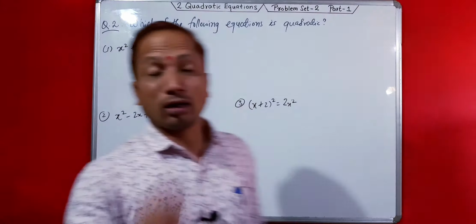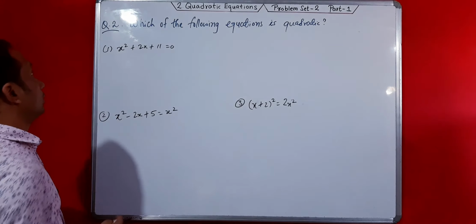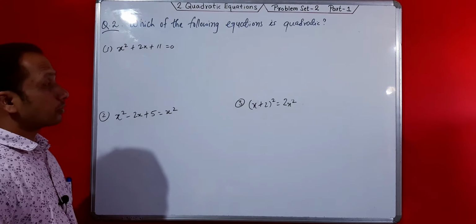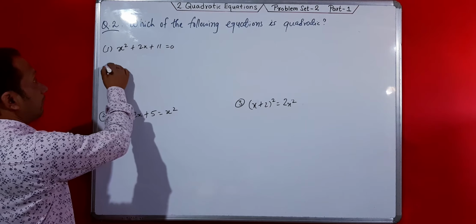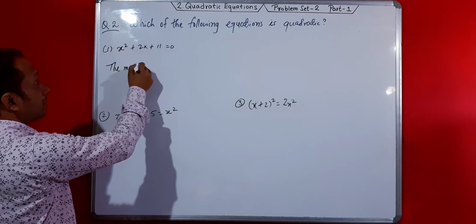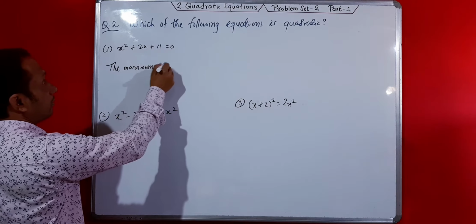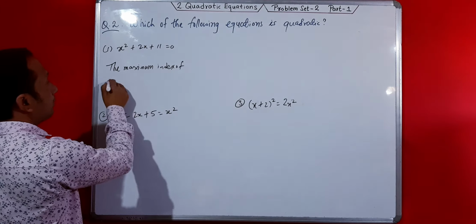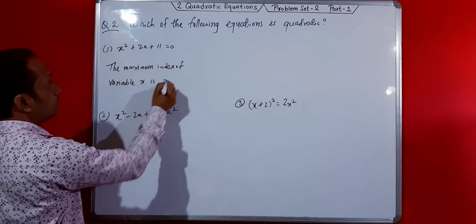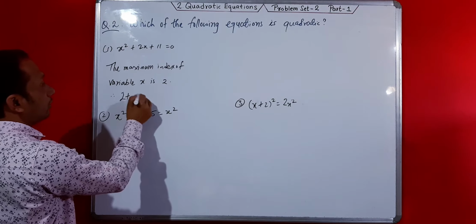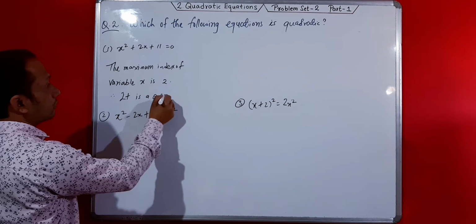Okay, so second way you can write this. Which one of the following is a quadratic equation? Okay, so you can write that the maximum index of variable x is 2. Therefore it is a quadratic equation. This is the first way.